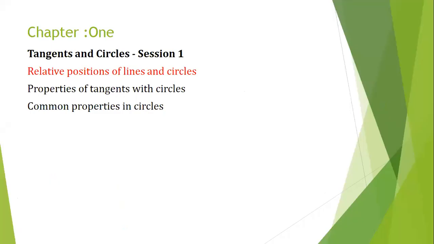Good day, students. Today we're going to talk about tangents and circles, the relative positions of lines and circles, the properties of tangents with circles, and the common properties in circles. We are going to start with the relative positions of lines and circles.